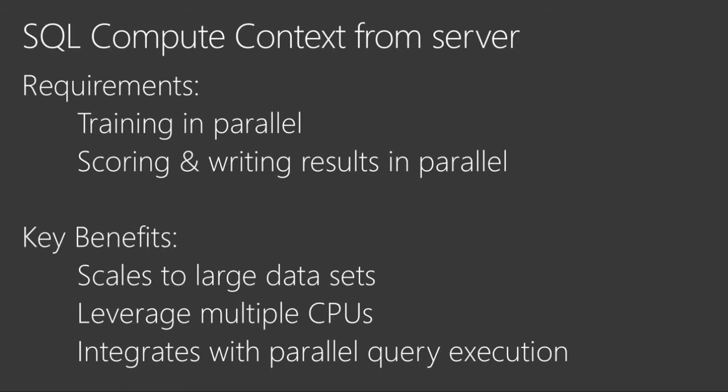Now the scenario you saw there was just the scoring scenario, meaning one row at a time. So what if you want to actually train and build models in parallel? That's where the SQL compute context, which I demoed from the client side, comes in. Now we'll see how you can use it on the server side also. This one enables training in parallel and also scoring in parallel.